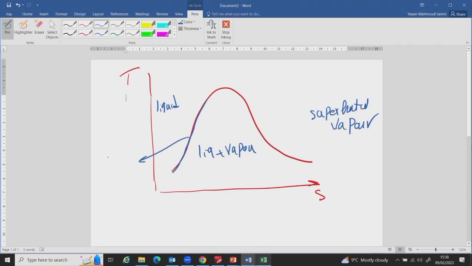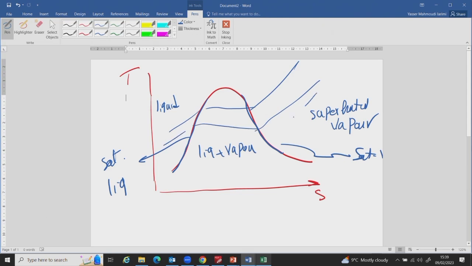And that's why this line is called the saturated liquid line. And this line here is the saturated vapor line, because on the right-hand side is full vapor and the left side is full liquid. You also have some lines like this you might have seen. These are constant pressure lines.